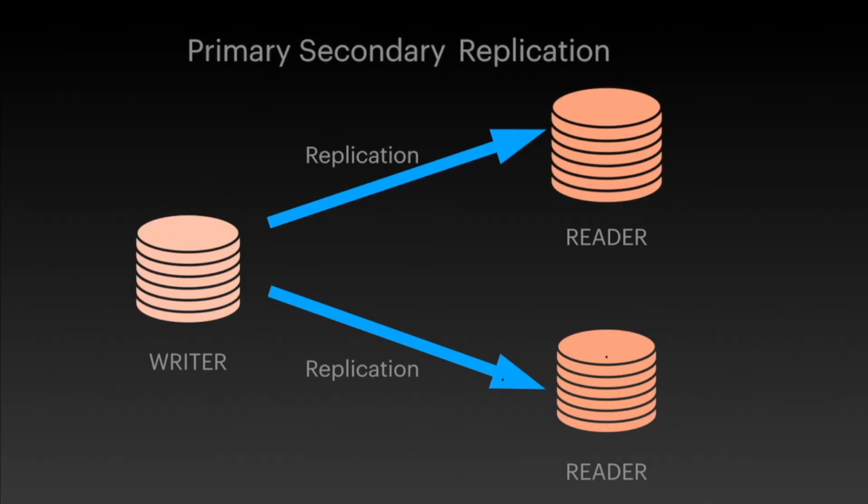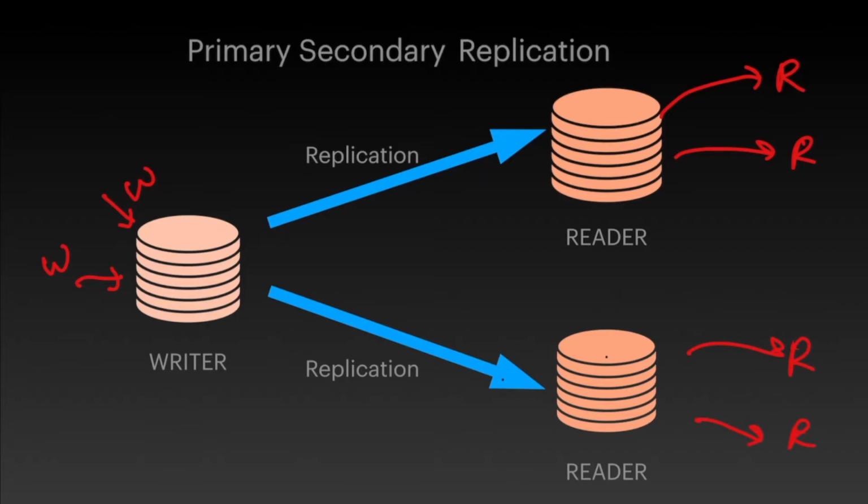Now we have 3 machines where one is the writer that is handling all the write operations. All the write operations will come to the writer, and there are multiple readers as per our workload. This is a reader, this is another reader, and they are responsible only for the reads. The writer will not accept any reads and the reader will not accept any writes.